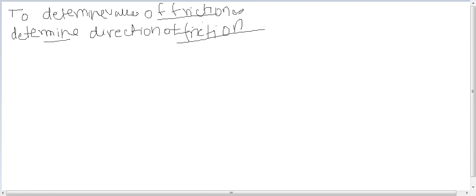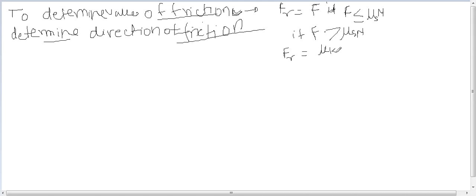So we had understood this. Who is going to help us? Two equations. Friction F_R is equal to F applied if F is less than or equal to mu_s N. Here mu is static. And if F is greater than mu_s N, then the friction force is equal to mu_k N.